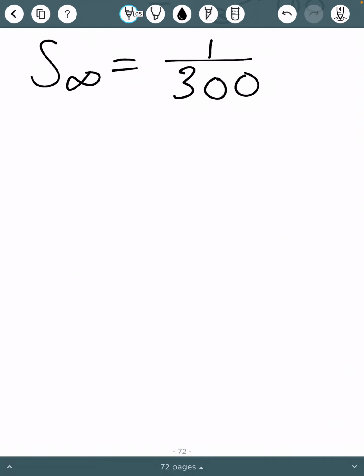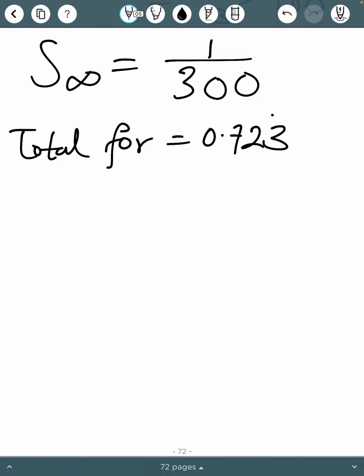So that means my total sum now, for the value of 0.723 dot or 0.72333 as the case may be, if I'm to write in full and so on, will be what?